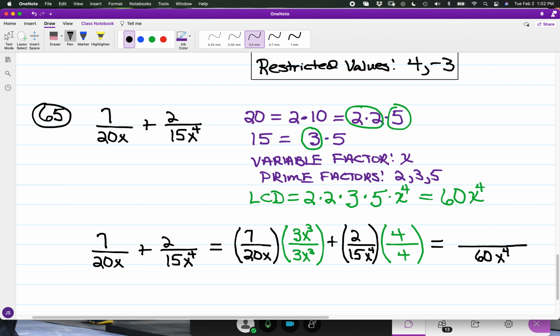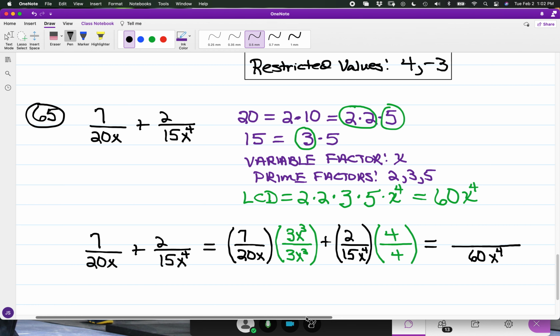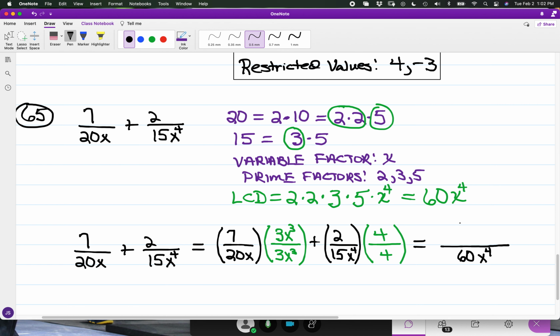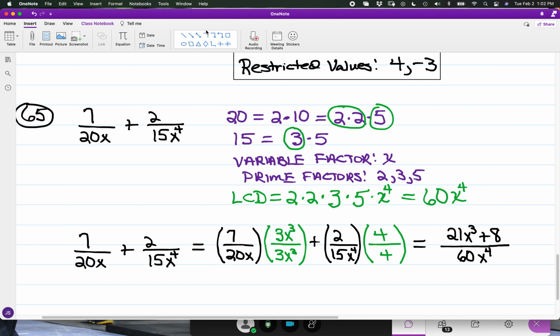Now I can go ahead and combine the numerators. So we have 7 times 3x cubed, so this will be 21x cubed. And we have plus 8, all over 60 times x to the 4th. And this will be the final result in number 65.